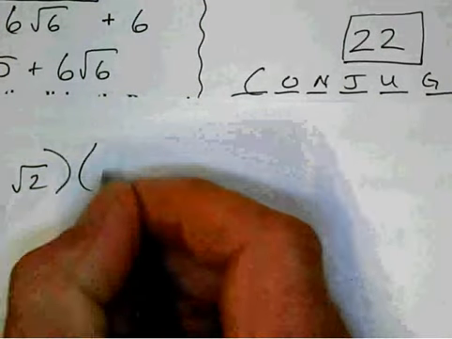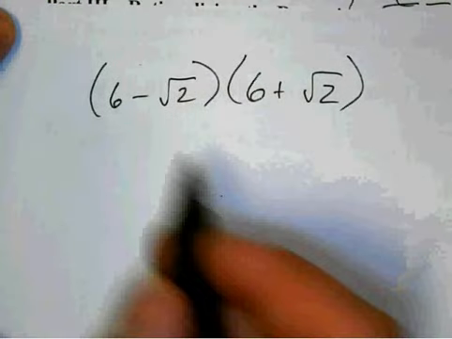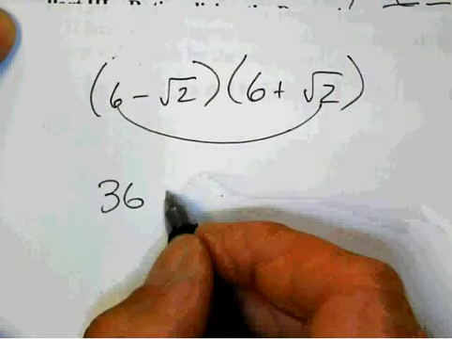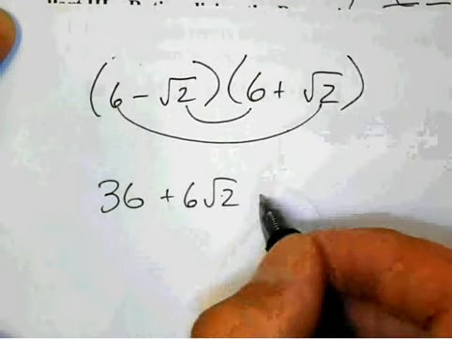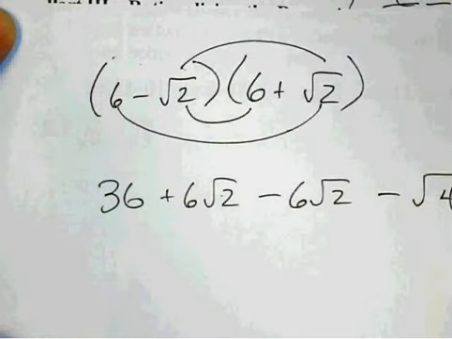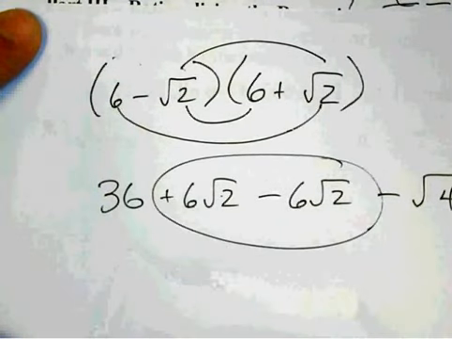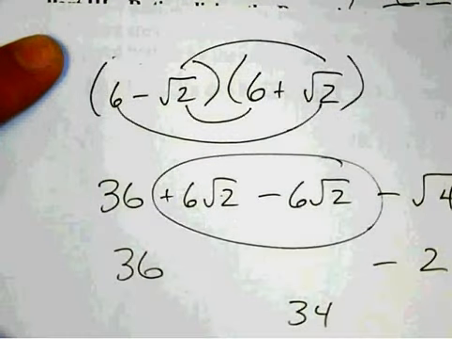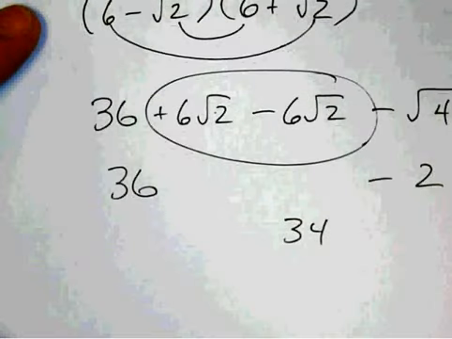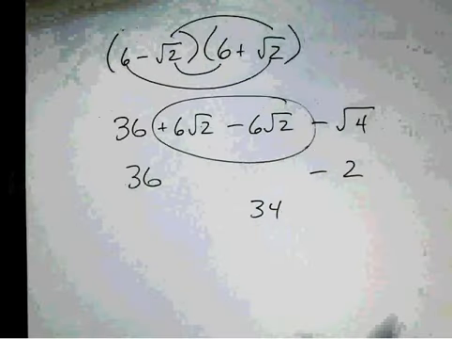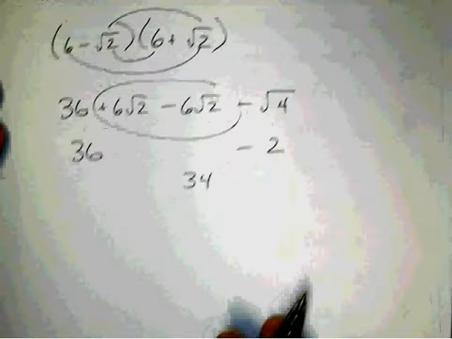6 minus the square root of 2, 6 plus the square root of 2. Okay, a couple other examples. What's 6 times 6? 36. Outside, 6 root 2. Inside, negative 6 root 2. Last, minus root 4. What happens to these two? Cancel. So you're up to 36 minus 2, which is 34. Is that the shortcut? Okay? Different scenario. As you get better at them, you'll see how these work.